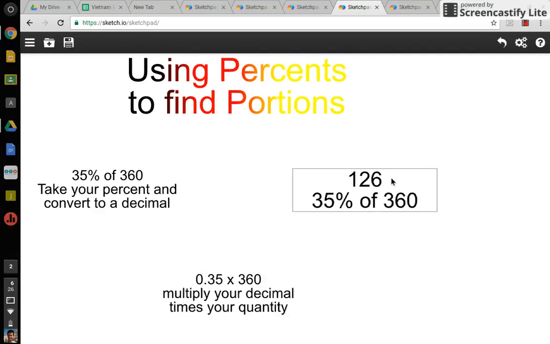And our answer is 126. So we know that our answer is correct. We can go back and check it. 35% of 360 is 126.